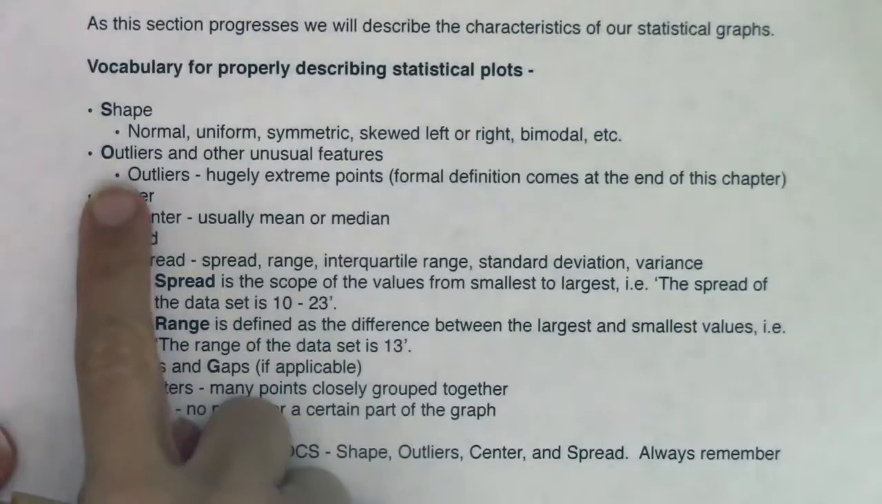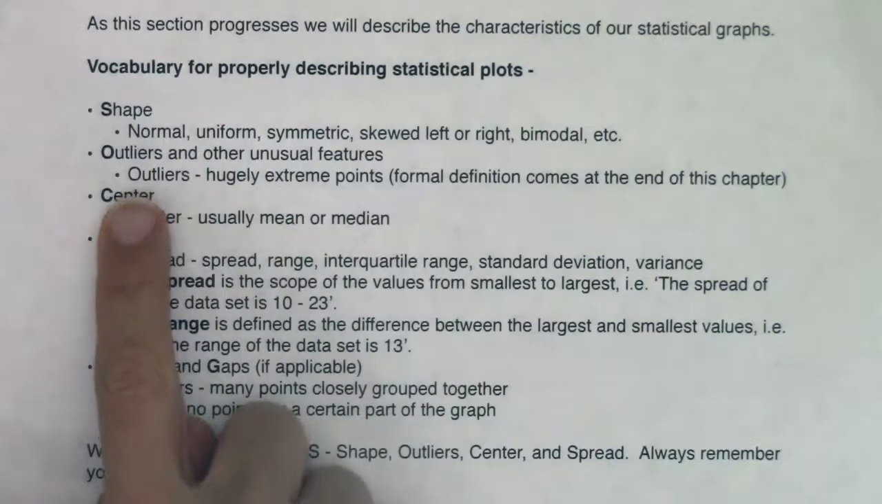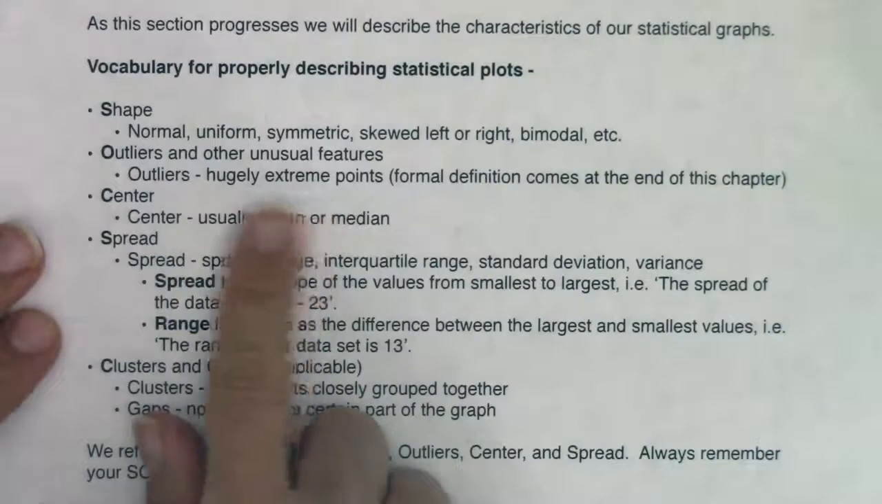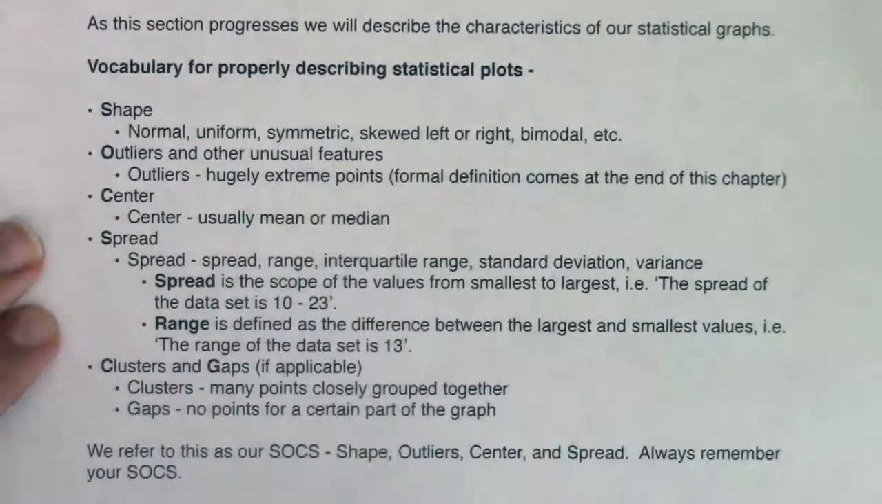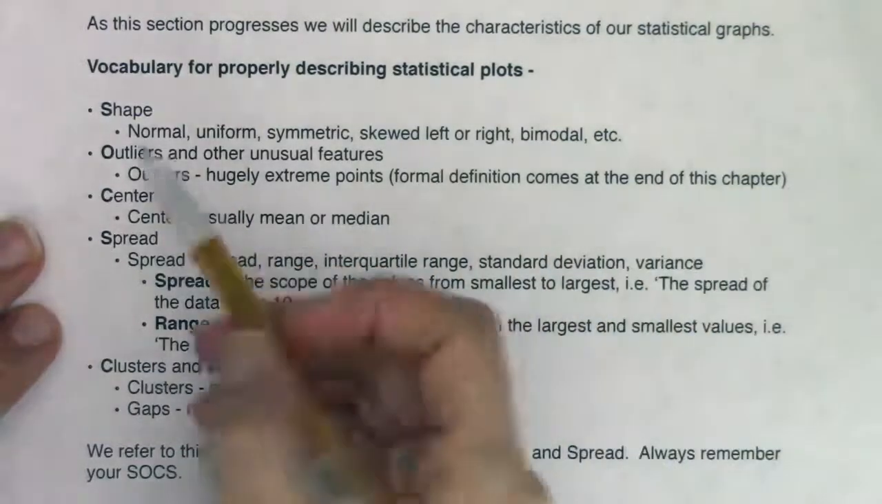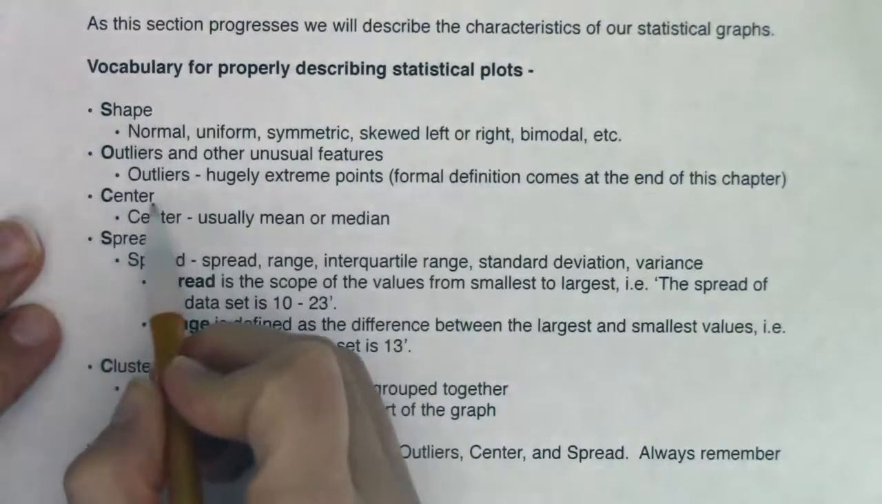You will owe me a sentence about outliers or other unusual features. I will go through the calculations of how to officially declare yes, this data value is an outlier, no, this one is not. But if we just zoom out, outliers are large, extreme data values, whether really, really large or really, really small. They're out of the norm of your data set. The formal definition will come towards the end of this chapter. So the first S stands for shape, the O stands for outliers, the C stands for center.